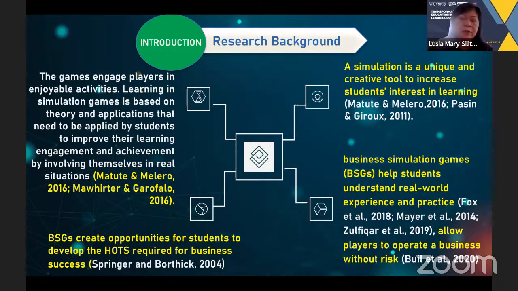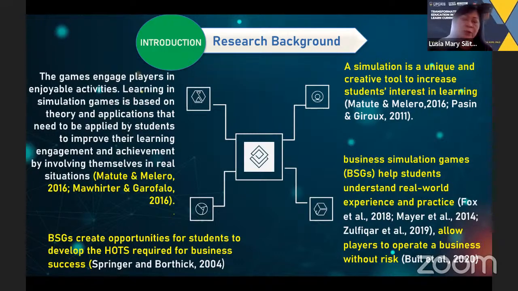Business simulation games are one of the games that help students understand real world experience and practice. The keyword here is the real world. Real world experience practice means students learn as if the classroom is the real world. And business simulation games, similar to other games, create opportunities for students to develop the high order thinking skills required for business success.